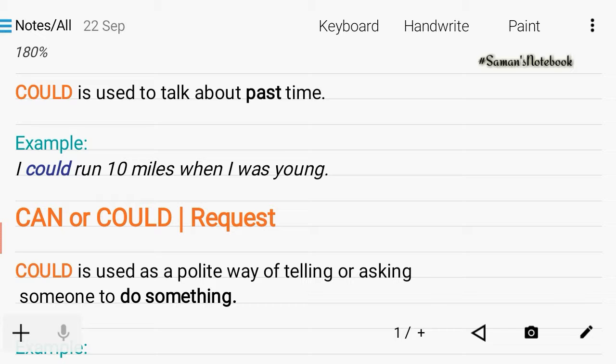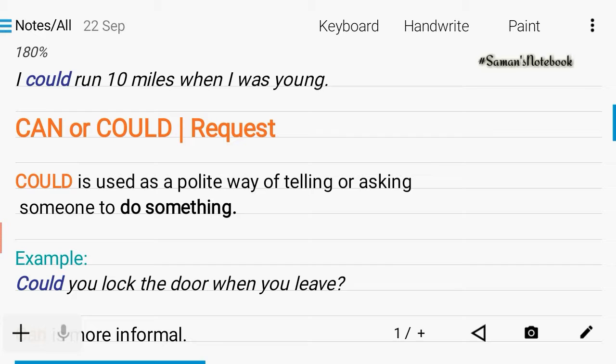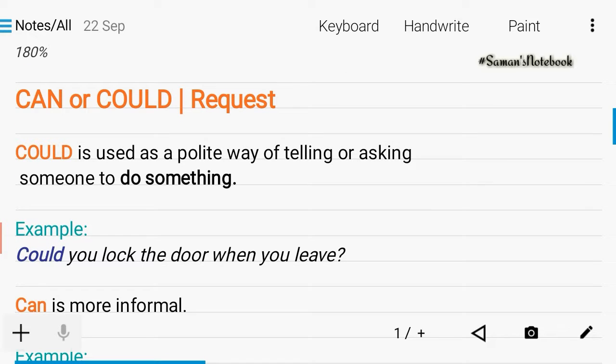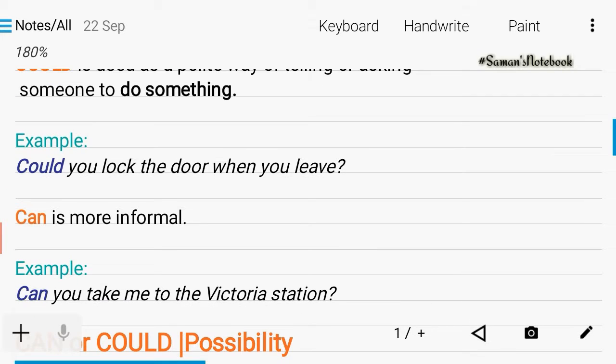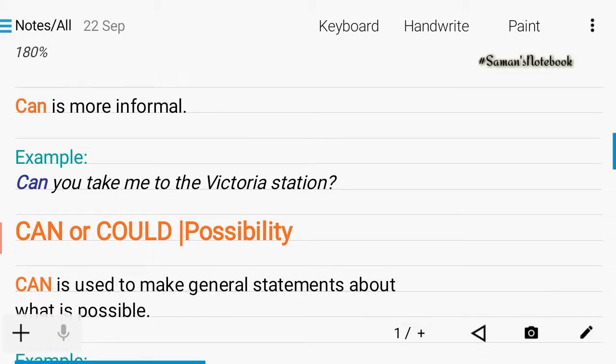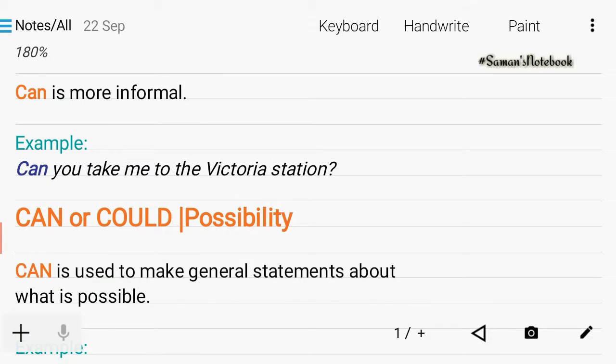Number 2. We use can or could when we make a request. Could is used as a polite way of telling or asking someone to do something. For example, could you lock the door when you leave? Whereas, can is more informal. For example, can you take me to the Victoria Station?